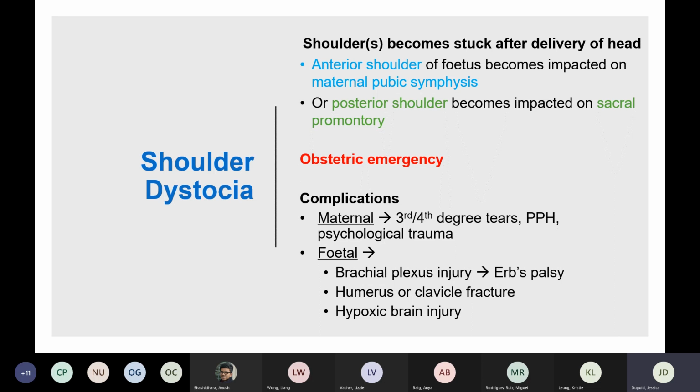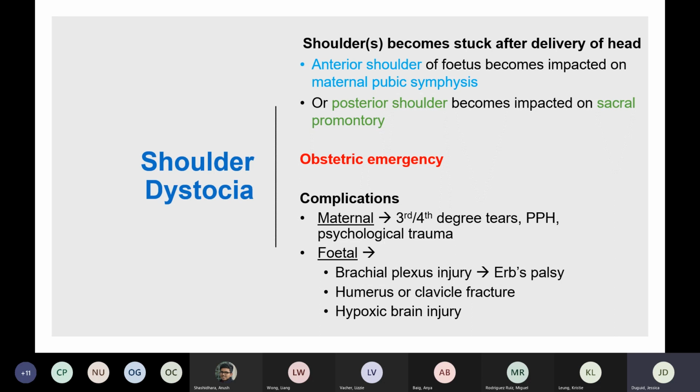So what happens is the shoulder or the shoulders, so normally it's one, but it can be both, become stuck after delivery of the head. So the anterior shoulder of the fetus will become impacted on the maternal pubic symphysis, and the posterior shoulder will become impacted on the sacral promontory, and that's less common. Usually it's the anterior shoulder that becomes trapped. So that's usually what you should remember, it's the shoulder on the maternal pubic symphysis, and that is the most common cause of shoulder dystocia. So it is an obstetric emergency.